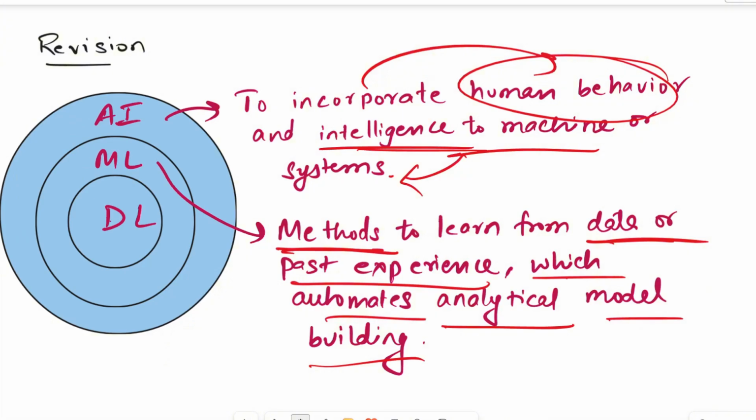For example, we can create a spam filter by showing an ML model thousands of examples. This process automates the building of an analytical model. I hope this part is clear now.